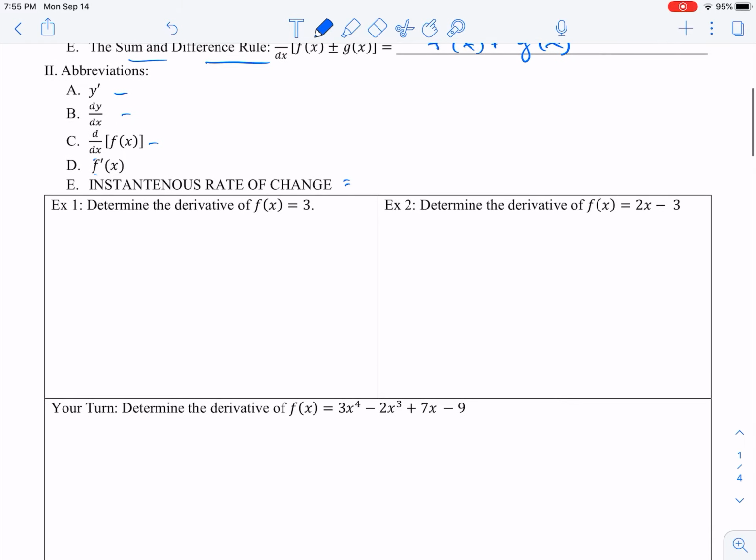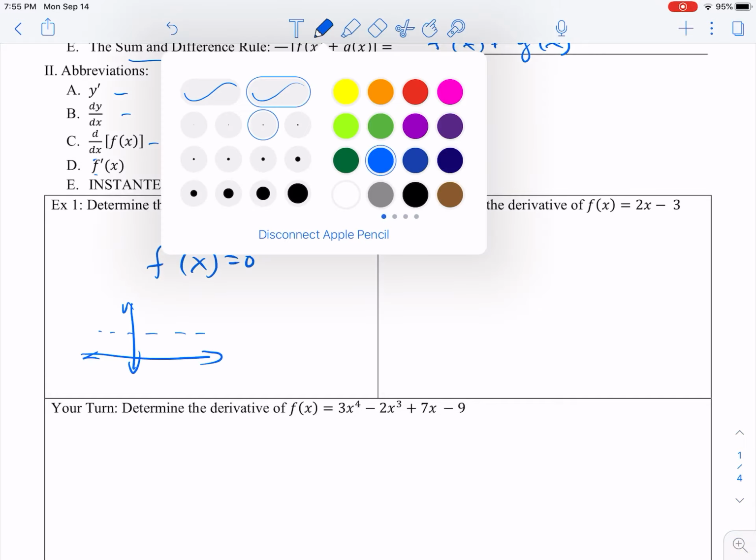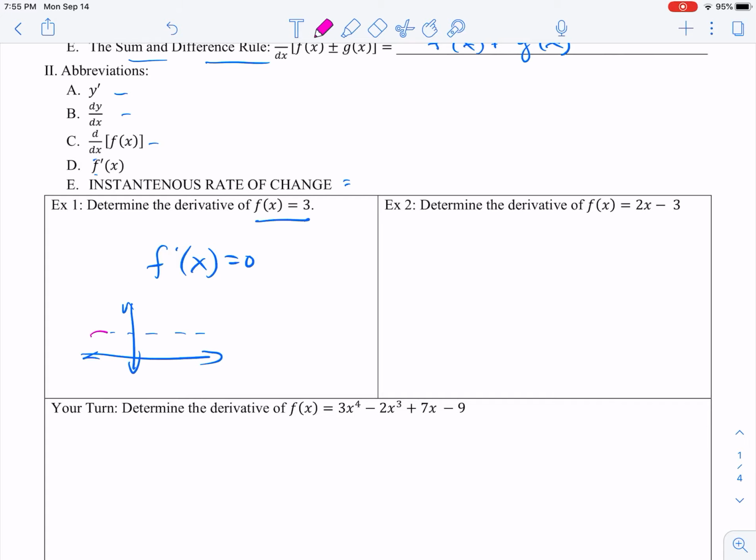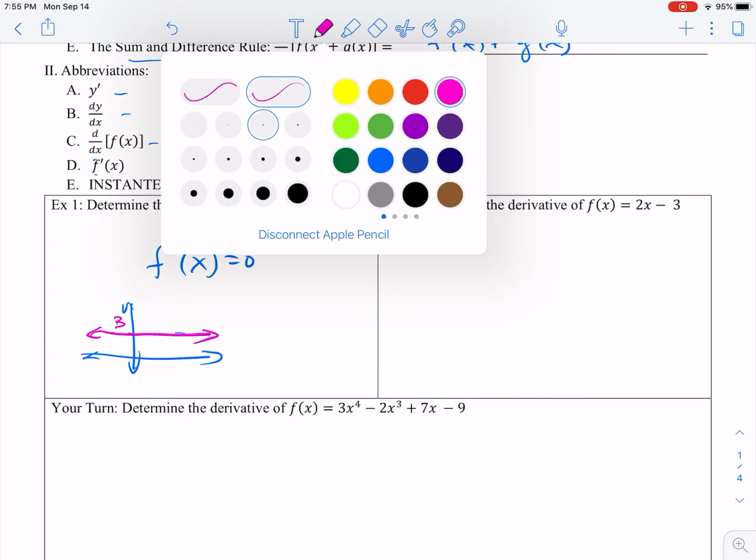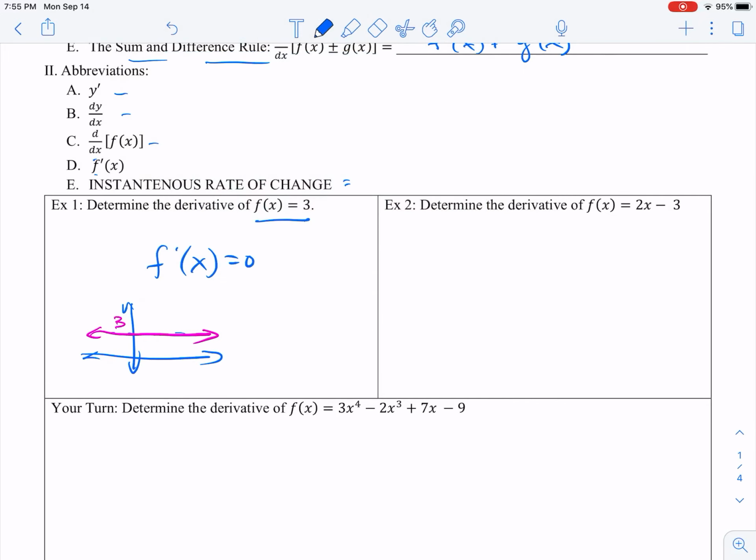So here's my function. It's a constant. What's the derivative of a constant? 0. Think about it. If you graph that line, it's a horizontal line at 3. What's the slope of a horizontal line? 0. Okay?